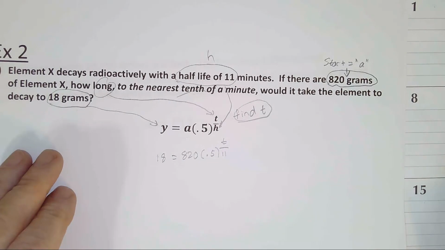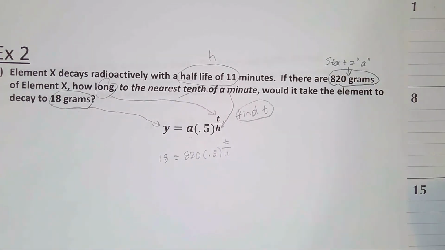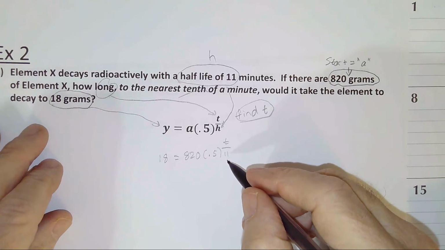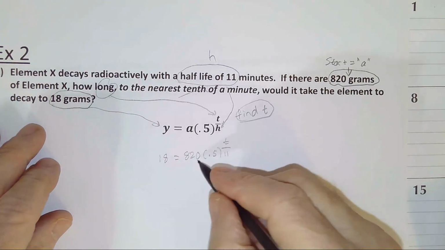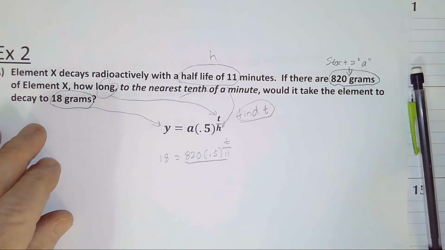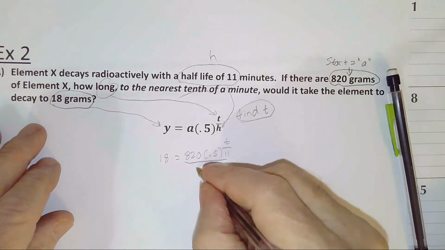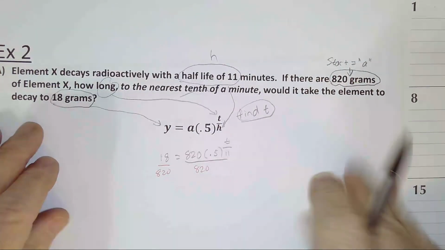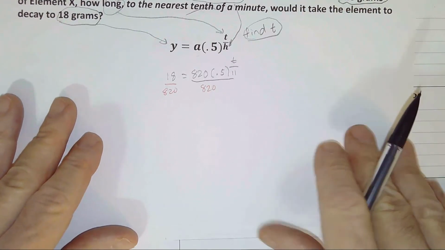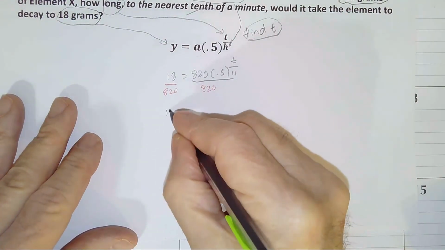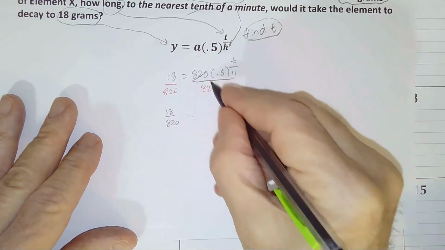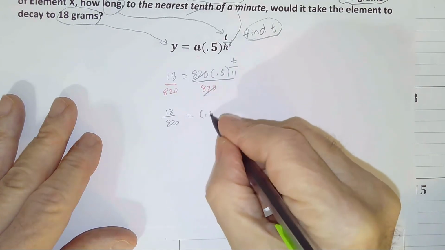Now, we want to get that T by itself. So we're going to divide by 820 first. So we're going to end up with 18 divided by 820 equals, this cancels here, and so 0.5 to the t over 11.